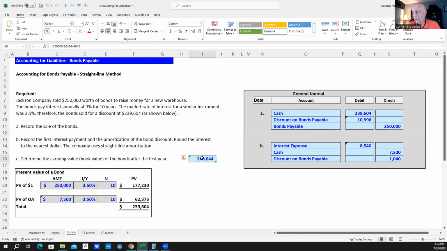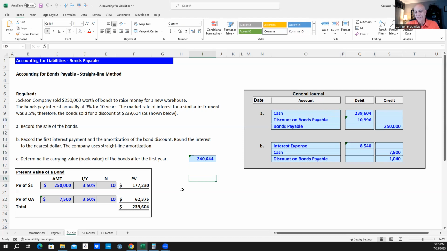As I showed you before, the face value is 250. We initially had the discount of 10,396, but we just amortized 1,040 of it. So we basically reduced the discount by 1,040, 10% or 1 year. Okay, so then our carrying value on the bonds is going to be 240,644. Every year there'll be an entry similar to this as the bond amortizes, and it gets paid out over 10 years. So that's how you account for bonds payable.